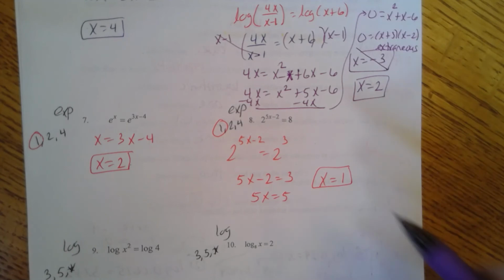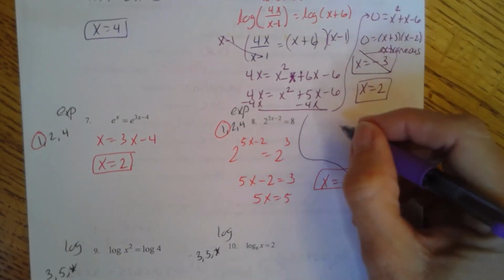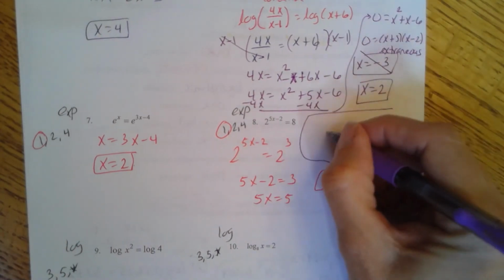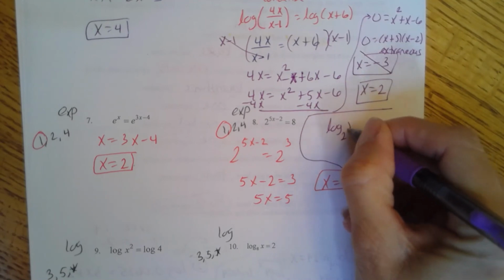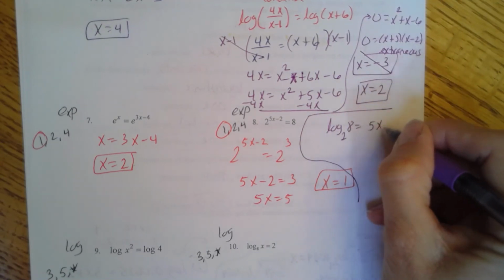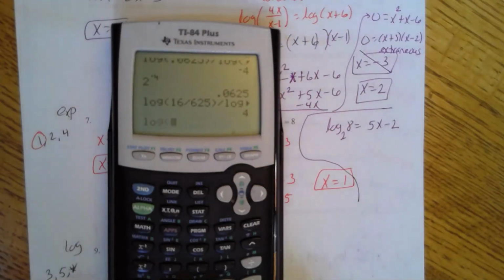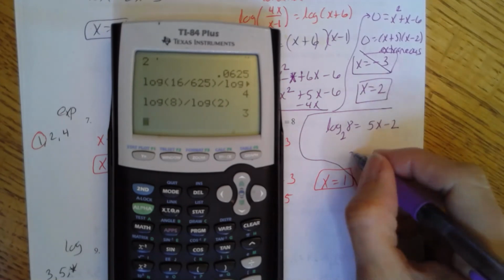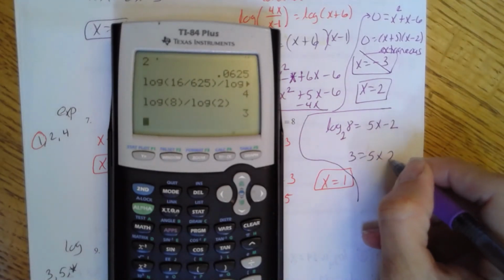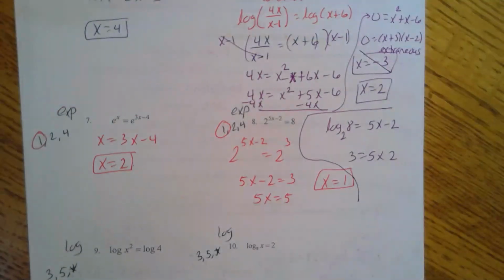Now, what if we want to do strategy 2 instead? Strategy 2 says do the circle. So log base 2 of 8 equals 5x minus 2. Then do change of base in your calculator. So log 8 divided by log 2, and that would give you 3. So 3 equals 5x minus 2. And again, we're going to solve it by adding over the 2, dividing by 5. We still get x equaling 1.